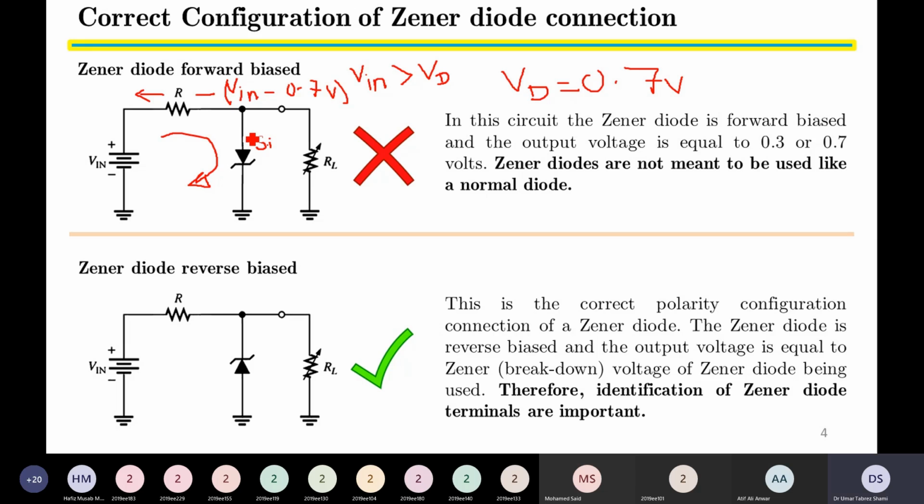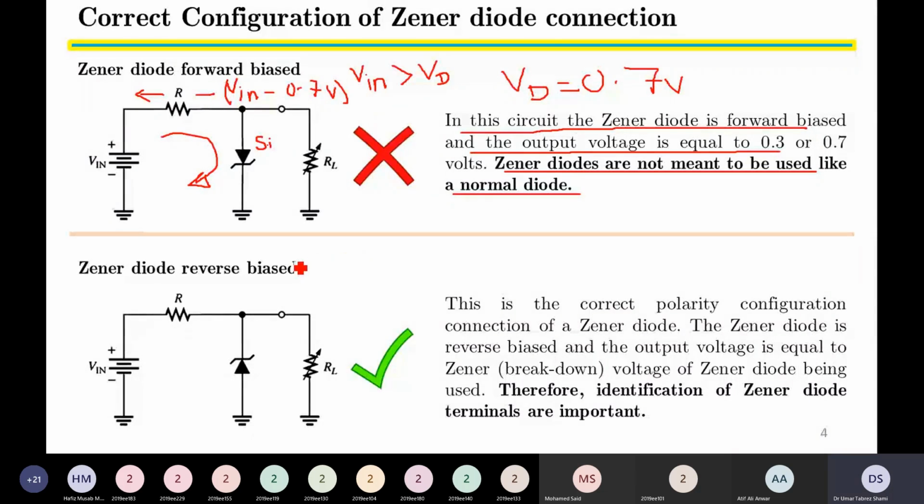So in this circuit, what we have achieved is a forward bias current, but we did not get Zener voltage, because we did not connect the Zener diode in the correct configuration. If we need a forward bias current, then a normal diode would have been enough, and we do not require the services of a Zener diode. So in this circuit, the Zener diode is forward biased and the output voltage is equal to 0.7 volts. Zener diodes are not meant to be used like a normal diode.